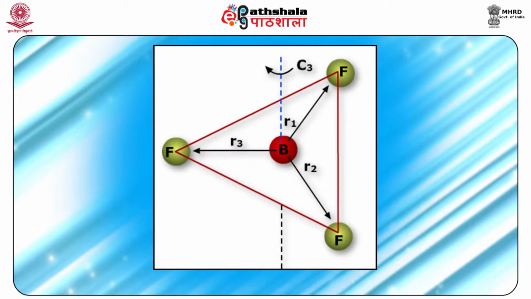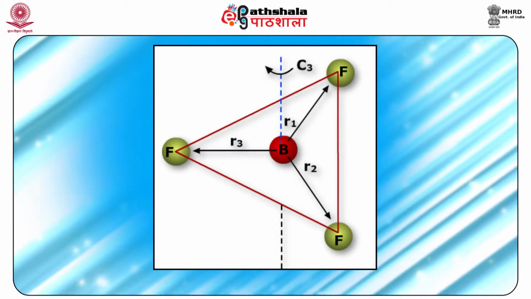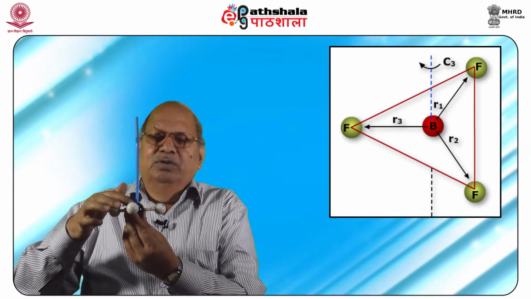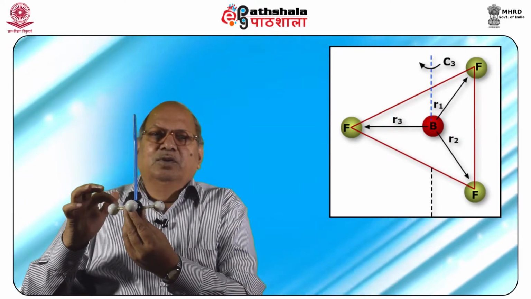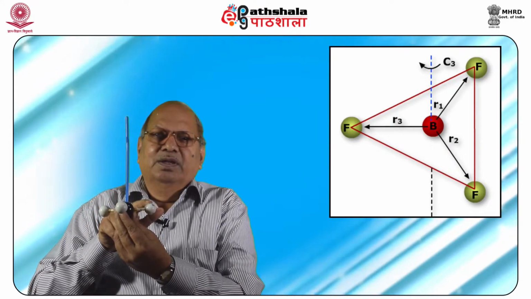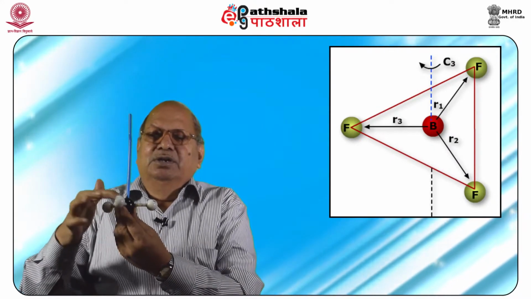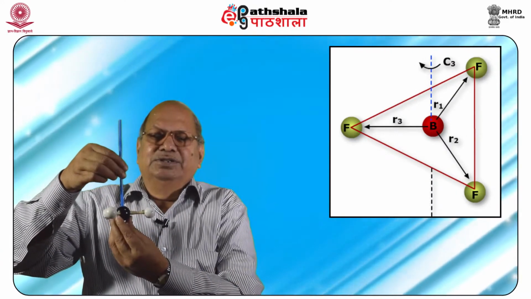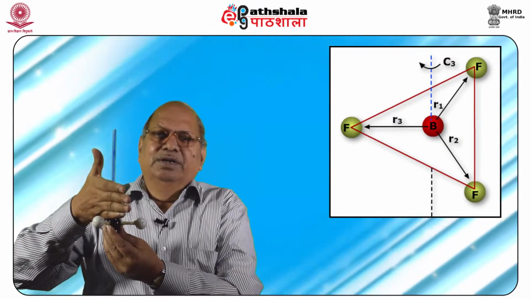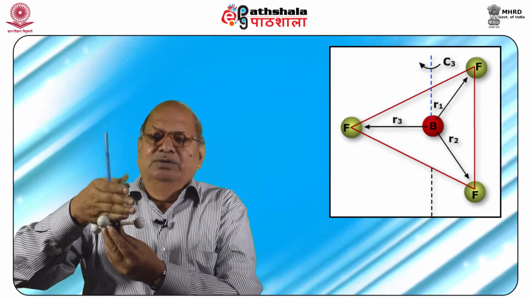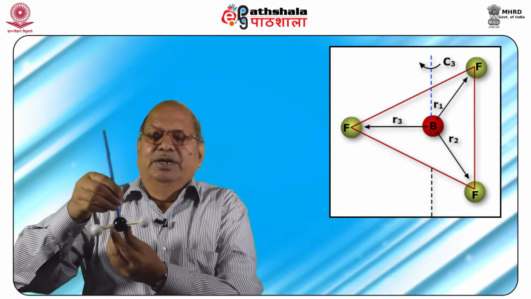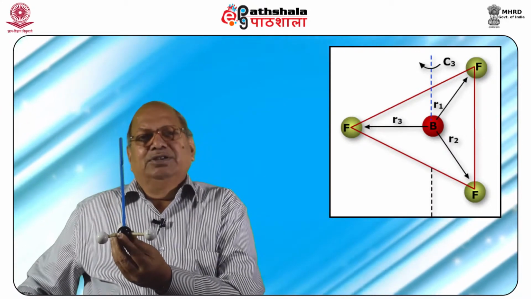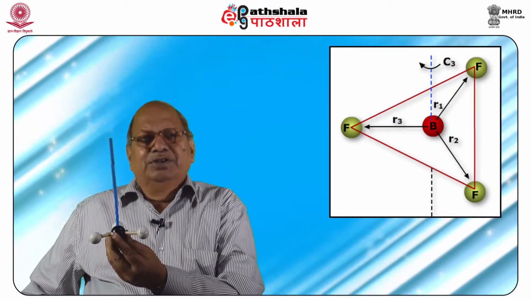The B-F bond vectors are shown in the figure, and in the model it is shown like this. This is my planar BF3 molecule: boron, fluorine, boron, fluorine, boron, fluorine. And these I represent as R1, R2, R3, and this is my C3 axis, and this is my plane. There are 3 such planes, one along this, and another along this. And I will take these bond vectors as the basis for representation.